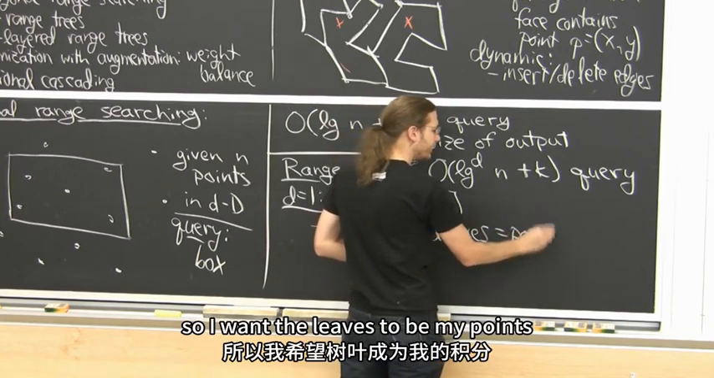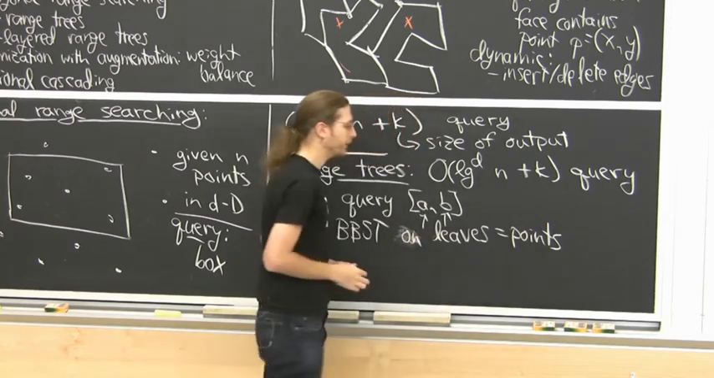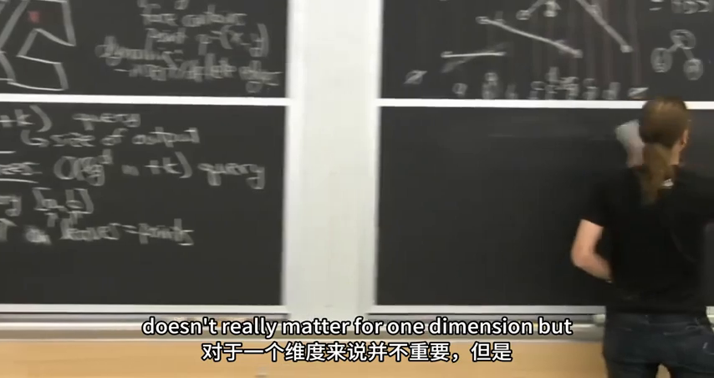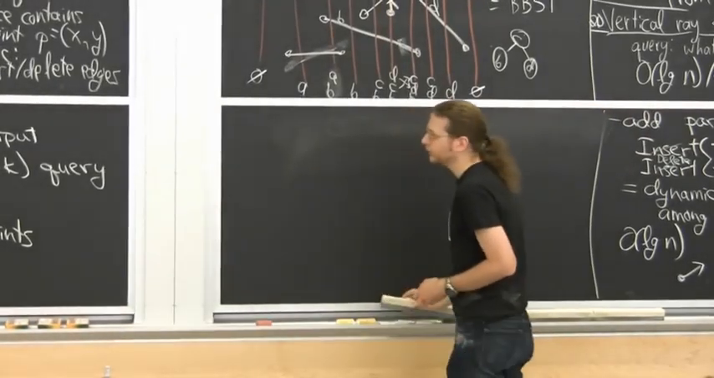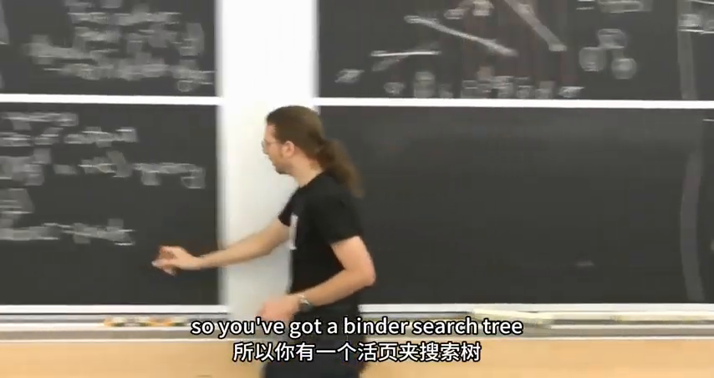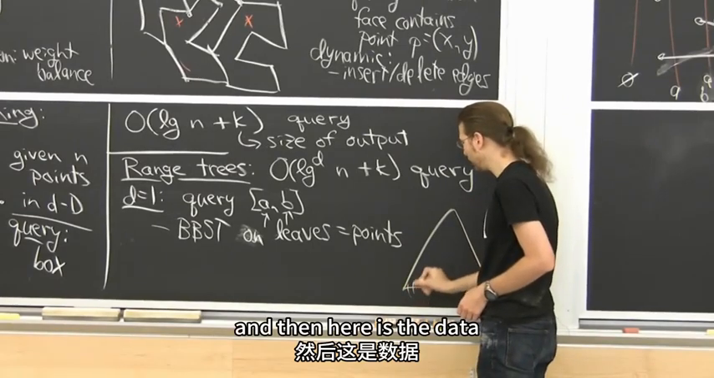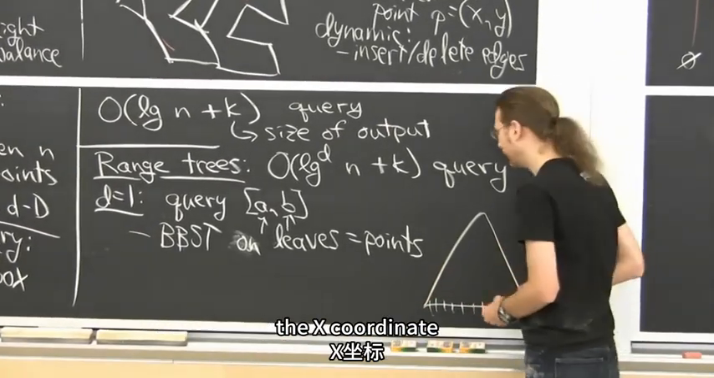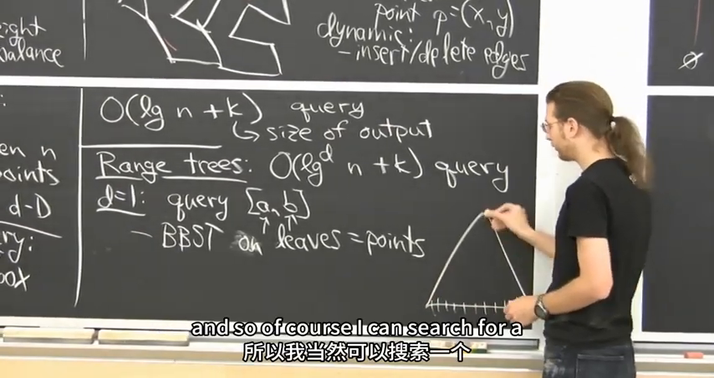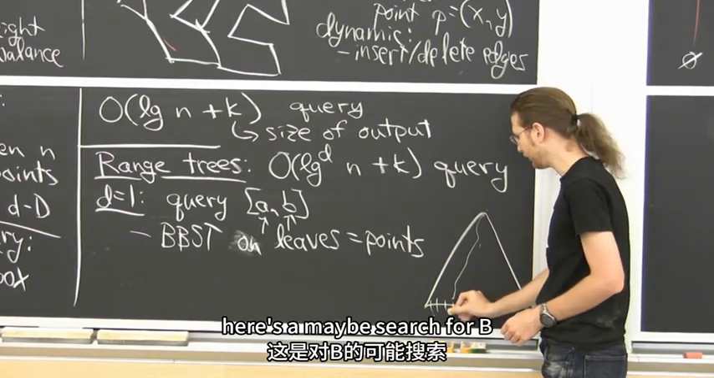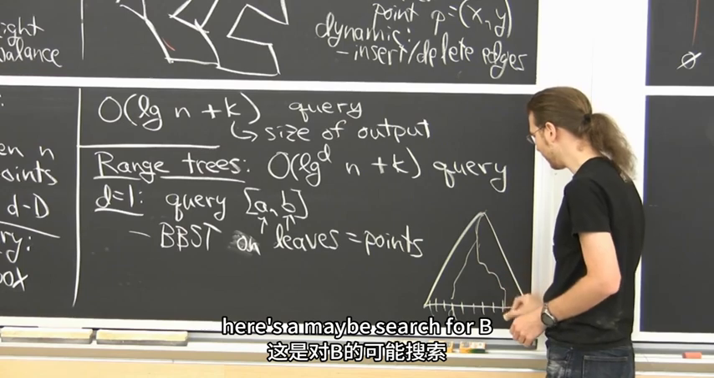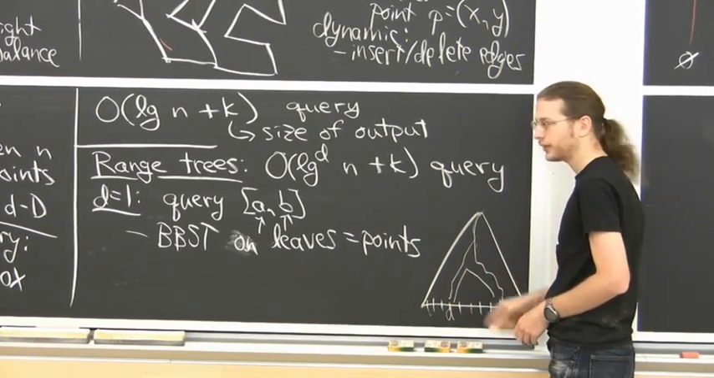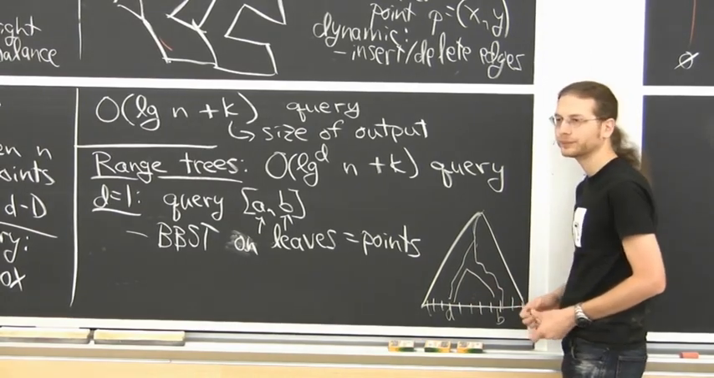So I want the leaves to be my points. And this will be convenient for higher dimensions. Doesn't really matter for 1 dimension, but it's kind of nice to think about. So you've got a binary search tree, and then here is the data sorted by the only coordinate that exists, the x coordinate. And so, of course, I can search for A. Here's A, maybe. Search for B. And the stuff in between here, that is my result.